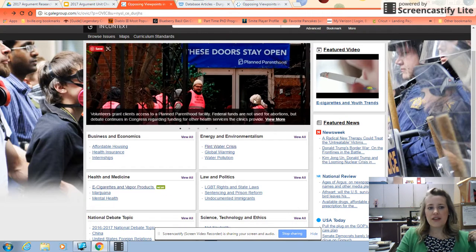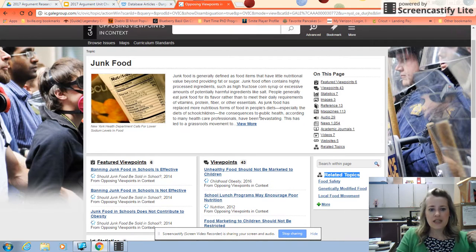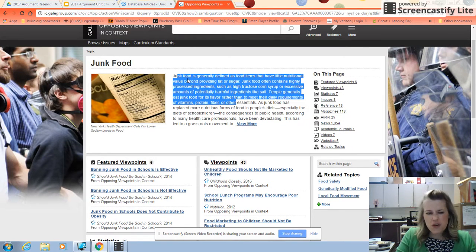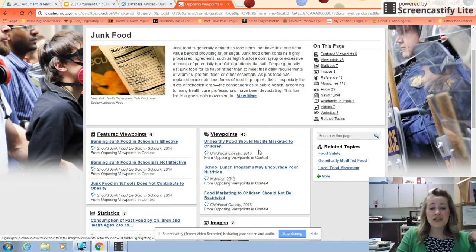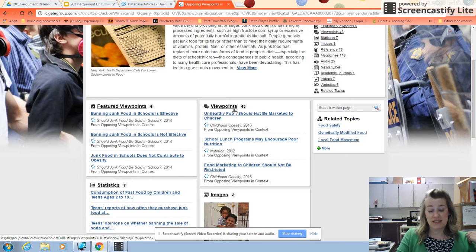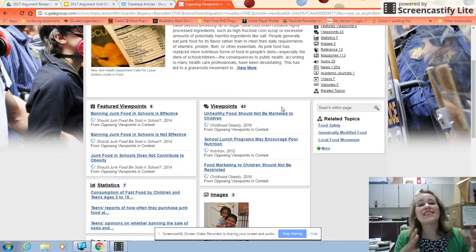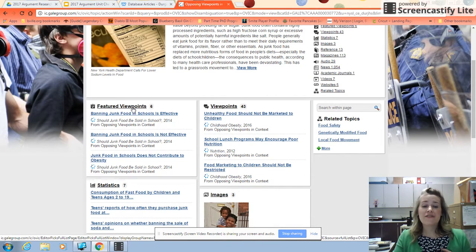Okay. The next thing you should do on the portal is you should skim the first few sentences of this overview article. If you want to read the whole thing, awesome, but you don't have to at this point. The next thing I want you to do is I want you to find the two boxes that are labeled viewpoints. You can think of viewpoints as one side in the controversy. So each of these viewpoints is going to offer different perspectives on a topic. So for example, featured viewpoints, they've selected 6 that they think highlight the most important controversies within the junk food topic. And then they have 43 regular viewpoints.